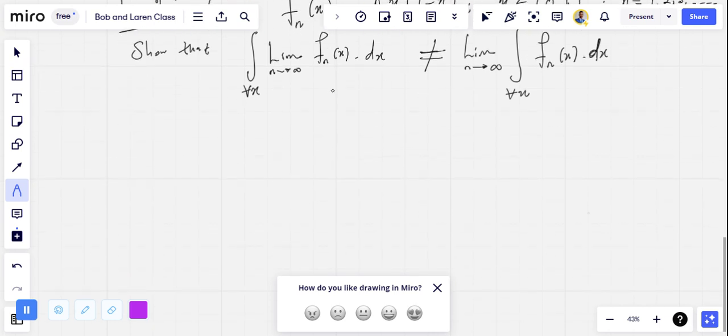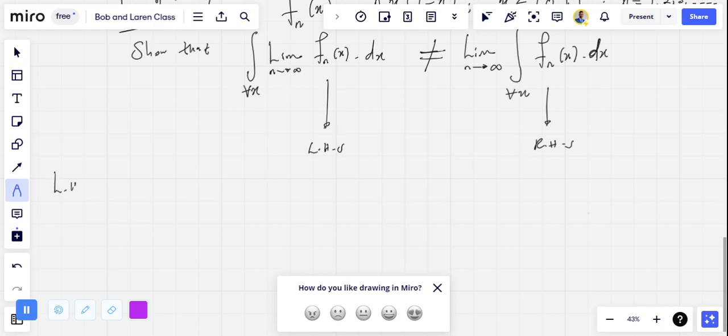Now let's move straight to the main point of this question. So this is our main target. We want to show that this left hand side is not equal to the right hand side. So that means I will take it one after the other. Let me consider this left hand side.